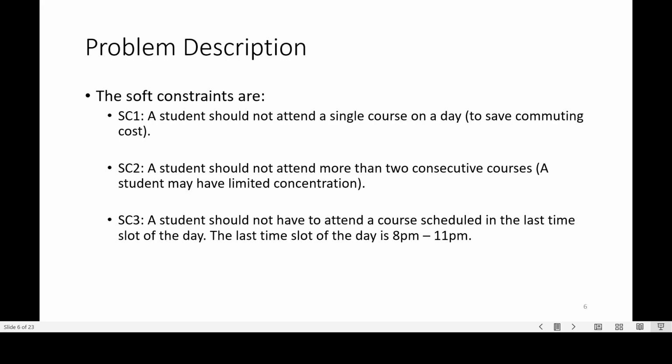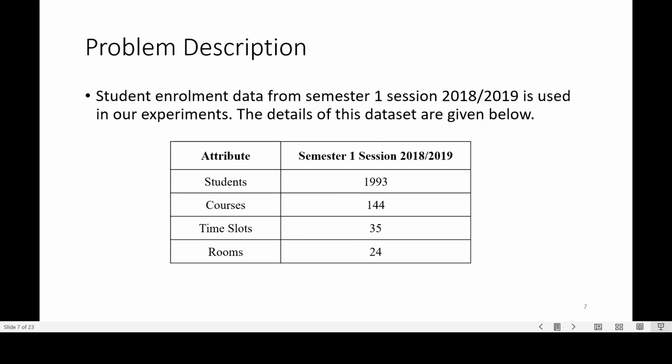The soft constraints are: a student should not attend a single course on a day. A student should not attend more than 2 consecutive courses. A student should not have to attend a course scheduled in the last time slot of the day. The last time slot of the day is 8 p.m. to 11 p.m. Student enrollment data from Semester 1 Session 2018-2019 is used in our experiments. The details of this dataset are given below.